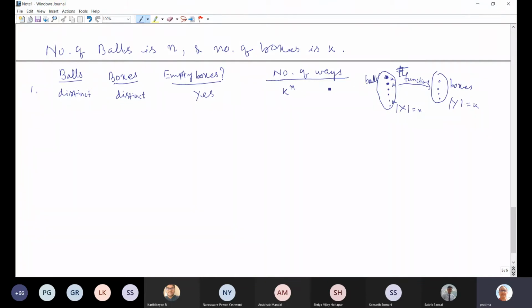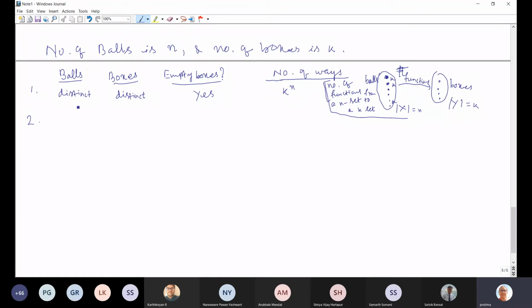You can note it. This is the number of functions from an n set to a k set. You can think in this way also. This is exactly this also. Okay, fine.